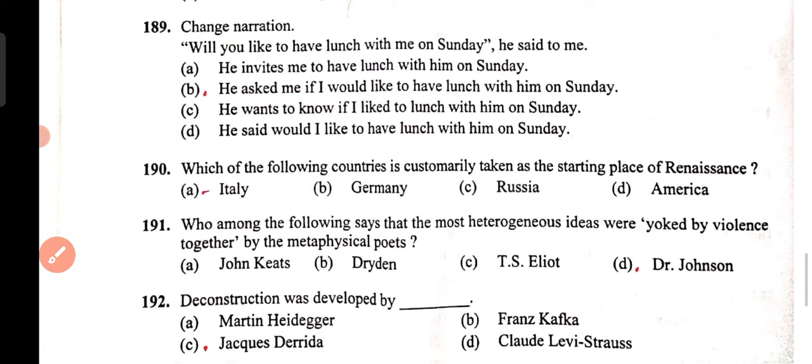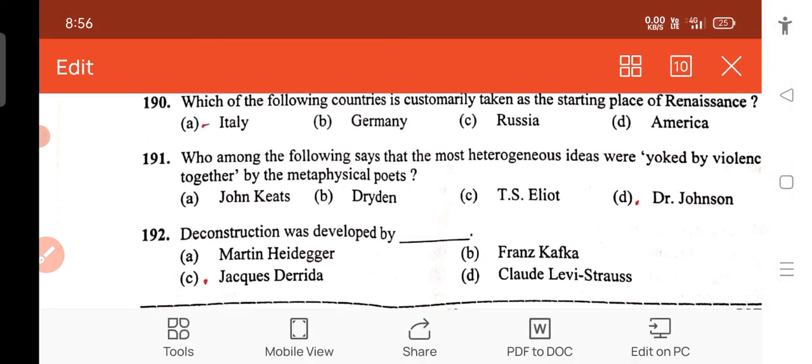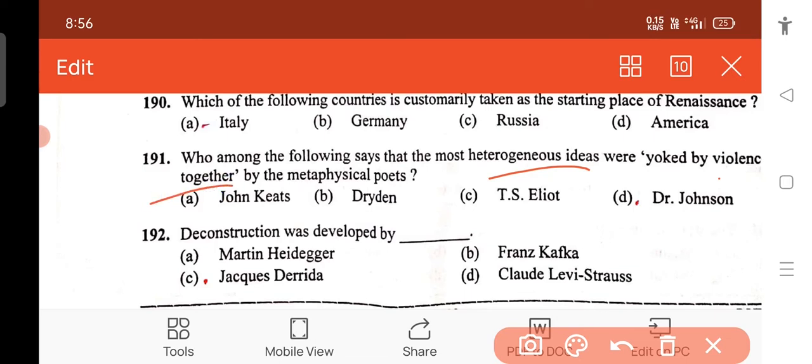Now question number 190: which of the following countries is customarily taken as the starting place of the Renaissance? Italy. Now question number 191: who amongst the following says that the most heterogeneous ideas were yoked by violence together by the metaphysical poets? Option D, Dr. Johnson.